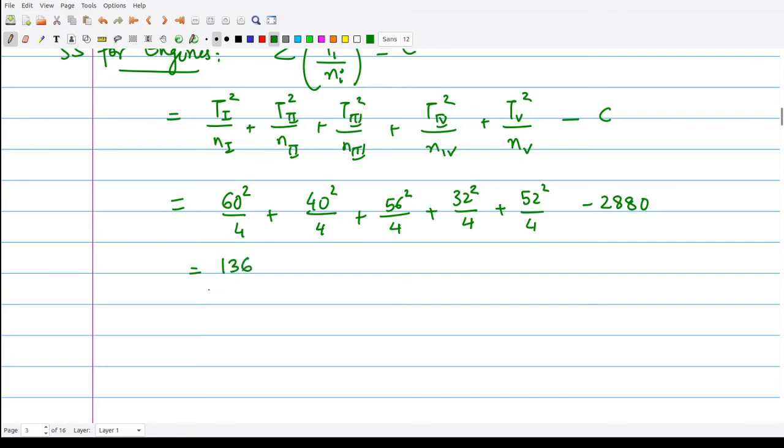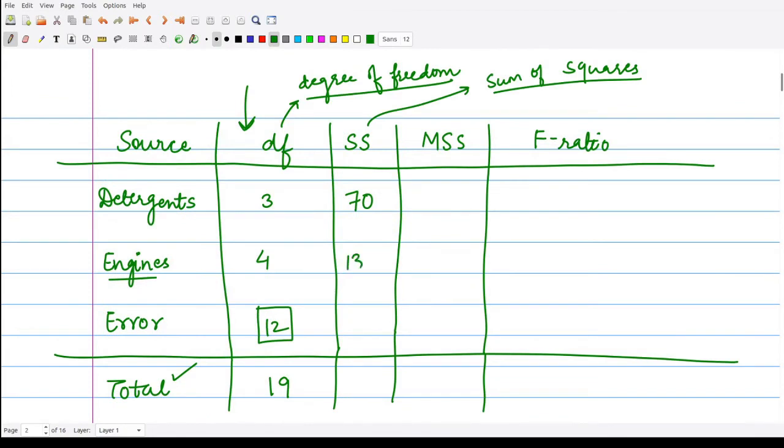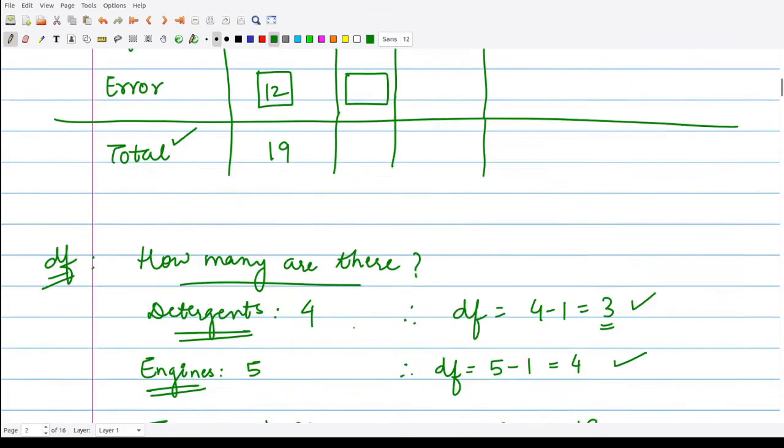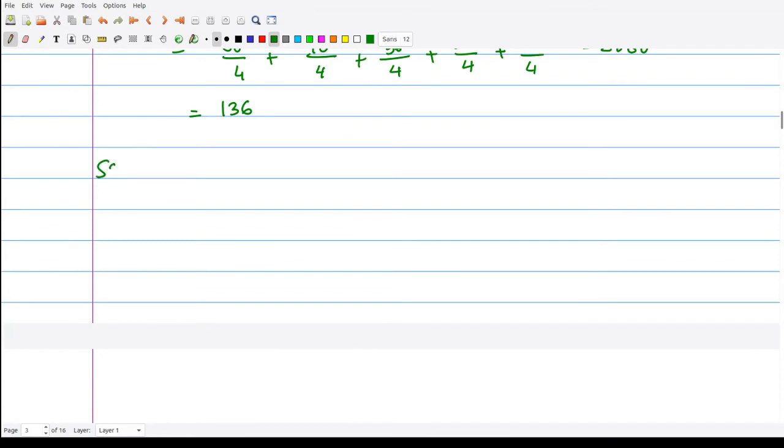So we'll substitute this value over here. So this is your 136. Now we will calculate again for total. This we do not know how to calculate, so we'll calculate SS for total. So here, what is the formula? The formula is summation xij square minus C.